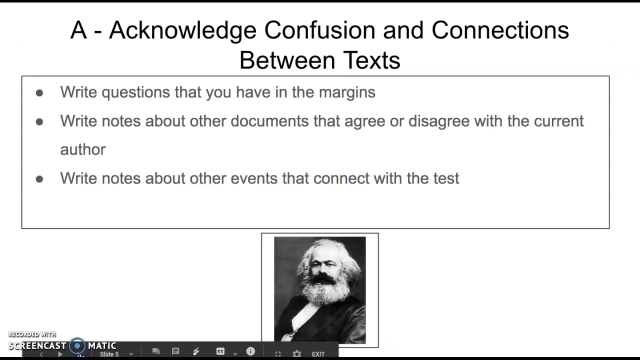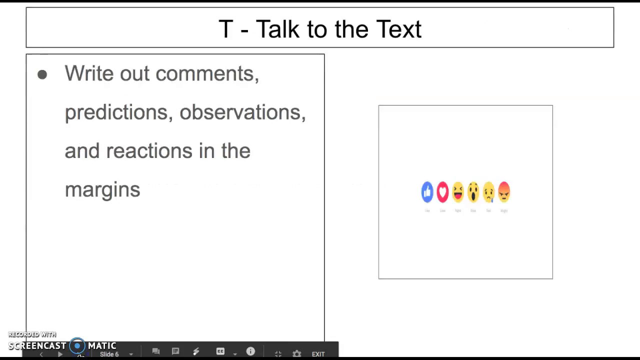A, acknowledge confusion and connections between text. So the idea here is that you will do a few things. One, you'll write questions that you have in the margins. So you're acknowledging what you don't know and what hopefully the text will answer later. You also write notes about other documents that agree or disagree with the current author. This is especially important as we get into DBQs that have more than one document. So you could be looking at 4 different documents that all have different purposes, and it's important to acknowledge the relationship between them. And then you also can write notes about other events that connect with the text. That should say text and not test.